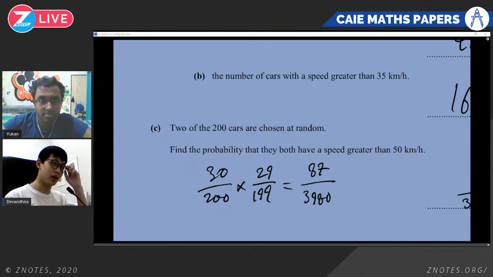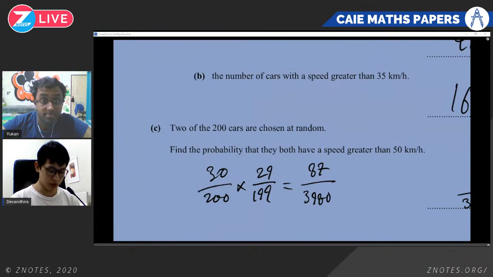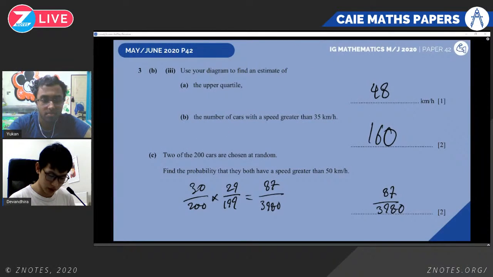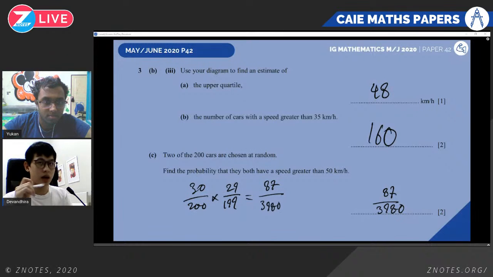The next car, because you've already taken one, the total should decrease by 1, correct? Same thing for the number of cars greater than 50, it should be decreased by 1. So your next probability is 29 over 199. Then you just have to multiply them together, and you should get this as an answer. Is this the correct answer, Yugan? Yep, that's the correct answer. Okay, so that means we're done. Easy 2 marks. Anything you want to add here?